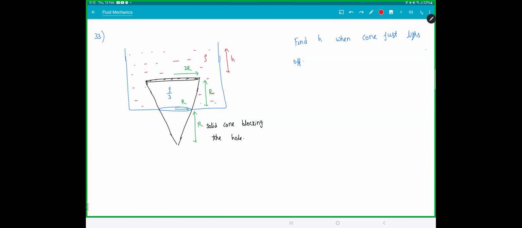Let's see. Integration will not be possible there. That will be too complex. Listen to this. This is the main idea there. For example, let's not consider the whole cone, just consider this part of the cone. Okay, and let's say this part is in the fluid.